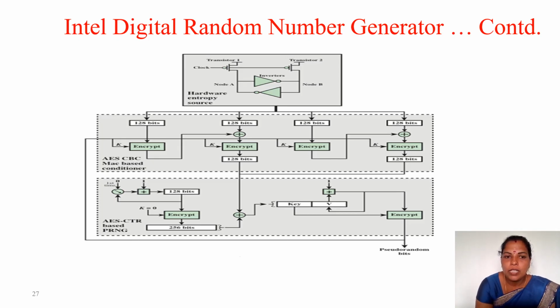Then the AES counter based pseudo random number generator is used. That is, counter mode operation is performed. See here, the increment of 1. So here a counter is used. Then the encryption operation used is again the Advanced Encryption Standard. Finally, we get the pseudo random number. So this is fully based on hardware. Compared to software, the random numbers are produced in a fast manner in this hardware Intel digital random number generator.